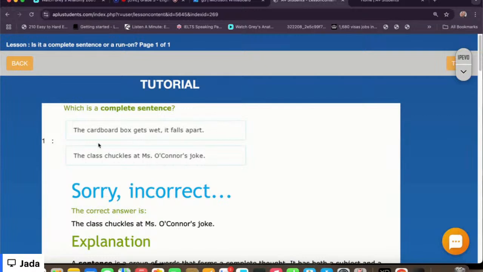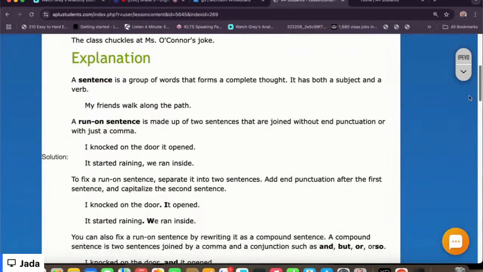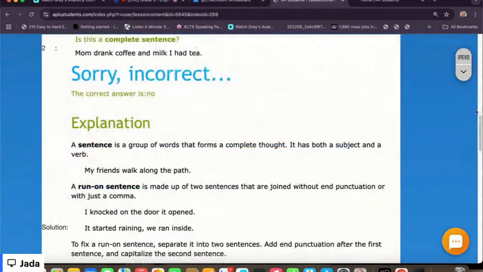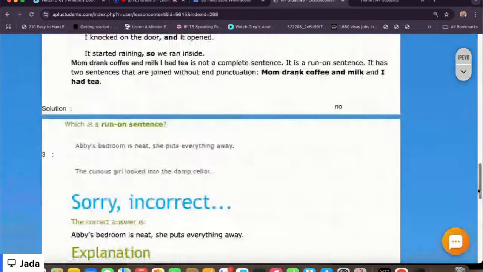Alright, so for complete sentence: "The cardboard box gets wet, it starts, it falls apart" or "The class chuckles at Miss Connor's joke." So what's this? Complete sentence: the class chuckles. Okay. So we also have, is this a complete sentence? "Mom drank coffee and milk. I had tea." So this is not. This is obviously a run-on, two sentences together. And then this is asking for a run-on sentence.